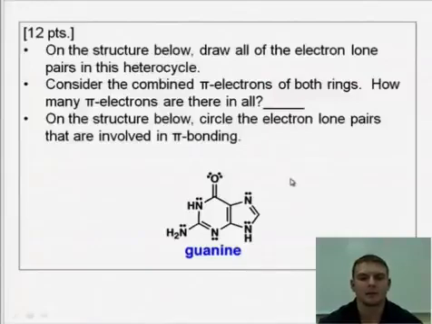And the third part of this question says circle all the electron lone pairs that are involved in pi bonding. So if we remember again that 2 connected nitrogens, their lone pairs are not involved in pi bonding because they're in sp2 hybrid orbitals, and the 3 connected nitrogens, their lone pairs are involved in pi bonding because they're in p orbitals. We can quickly circle all the 3 connected nitrogens because they're involved in pi bonding.